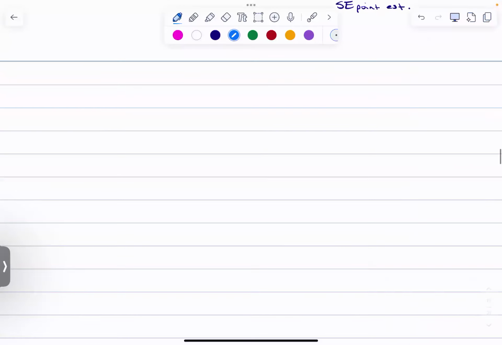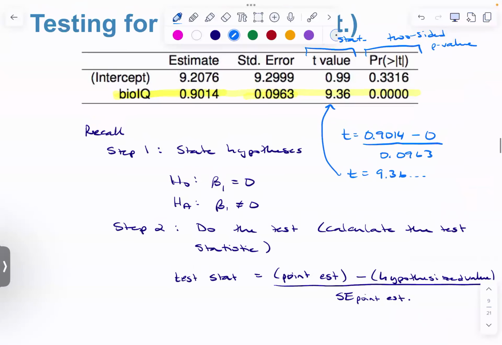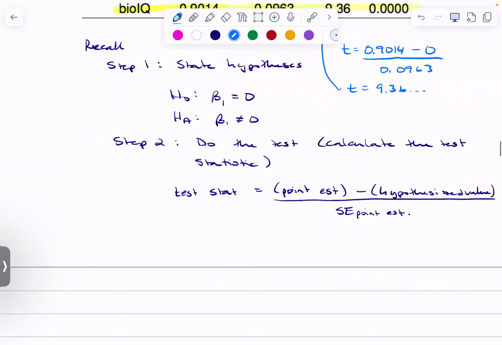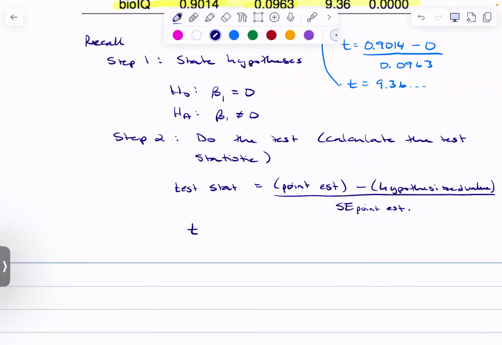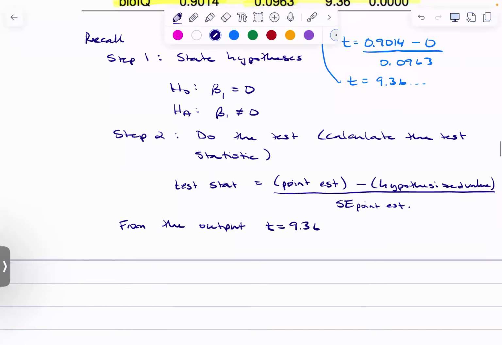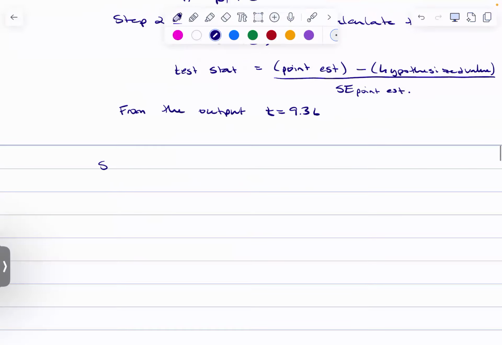On a page here. But you can. I just wanted you to see where it came from, right? And so step 2, from the output, T is 9.36. That's really large, right? It doesn't matter what degrees of freedom you have, that's going to be really large, which means you are likely rejecting the null hypothesis. Right?